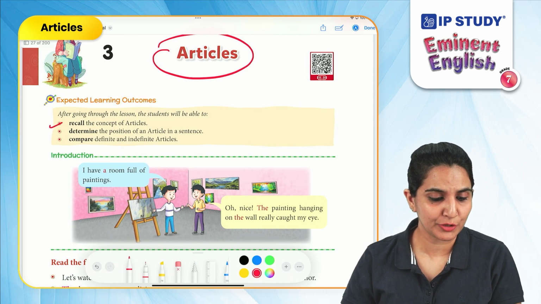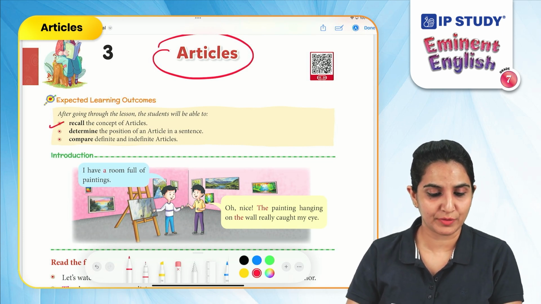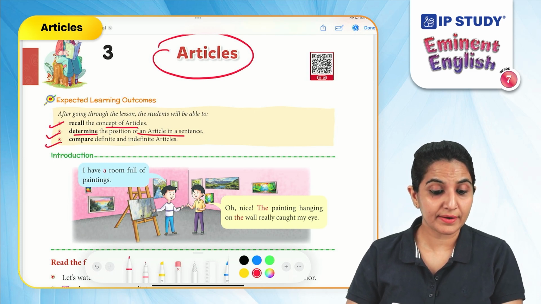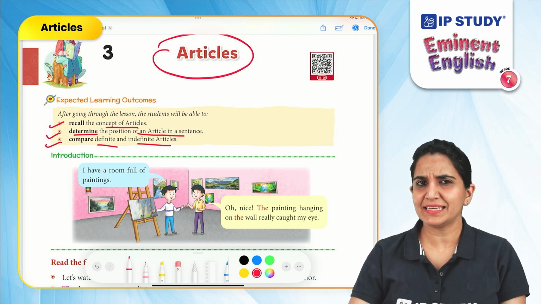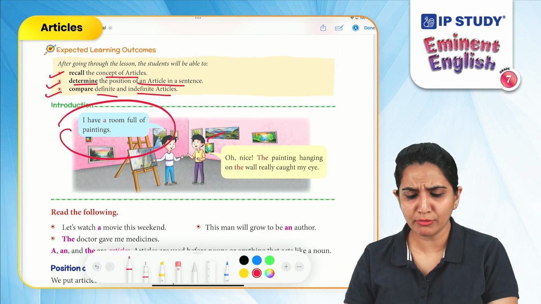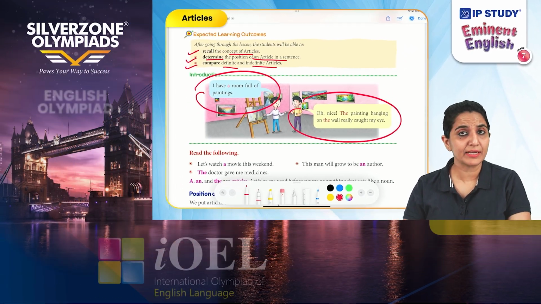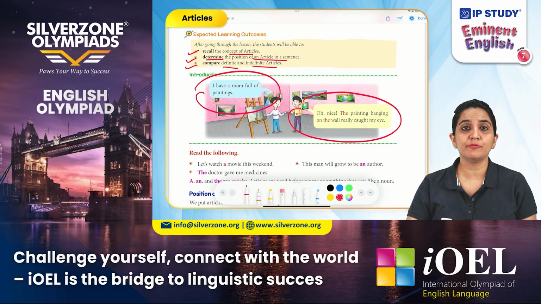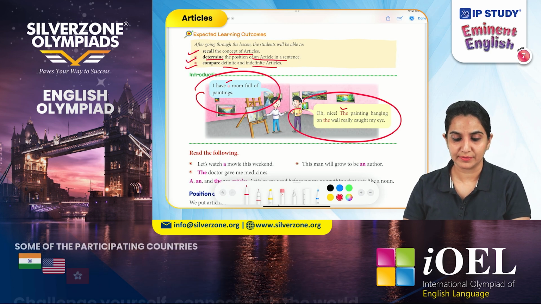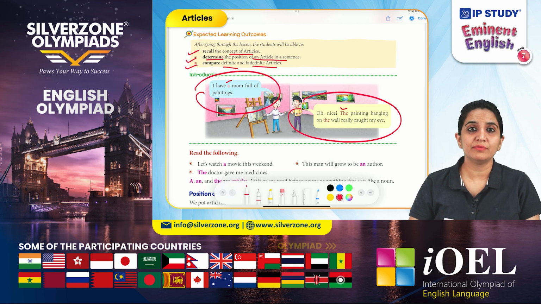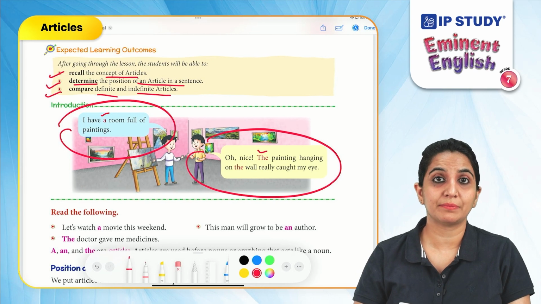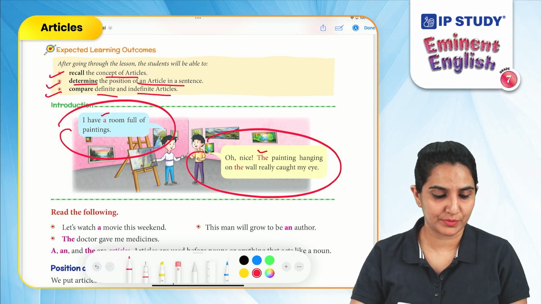Before the end of this lesson, you will be able to recall the concept of articles, determine the position of an article in a sentence, and compare definite and indefinite articles. Let us study this small example. I have a room full of paintings. Oh nice, the painting hanging on the wall really caught my eye. Now, as you can observe, both of these sentences have determiners such as a and the. Well, we use article a when we are talking about something indefinite, whereas we use article the when we are talking about something definite.